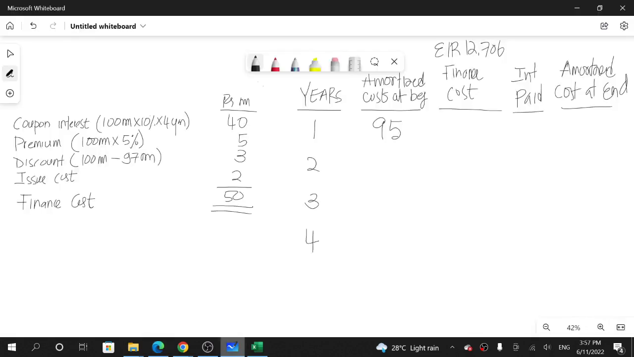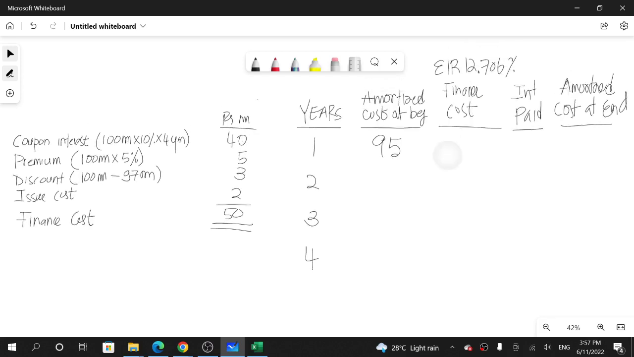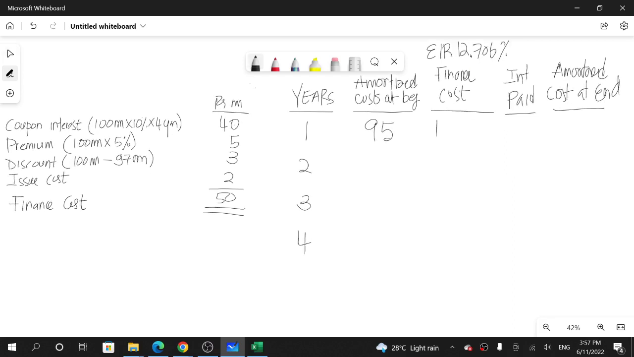And finance cost you should measure at 12.706%. So it becomes 12.07. Interest is always paid at 10. Then closing balance will be 97.07. So that will be the opening balance for the second year, 97.07. On top of that, we charge 12.33. Then interest paid 10. Closing balance will be 99.40.